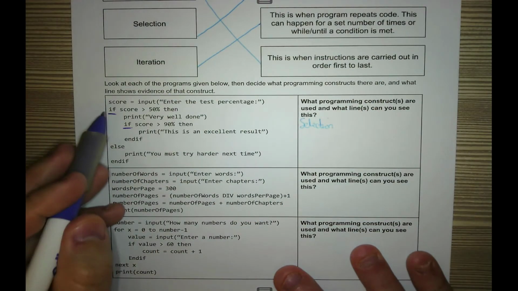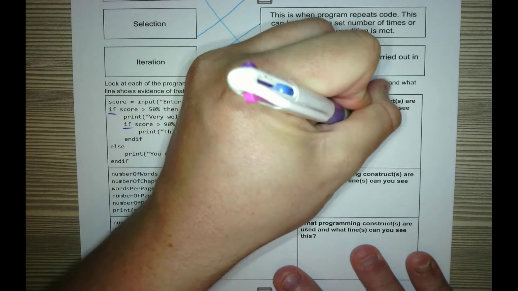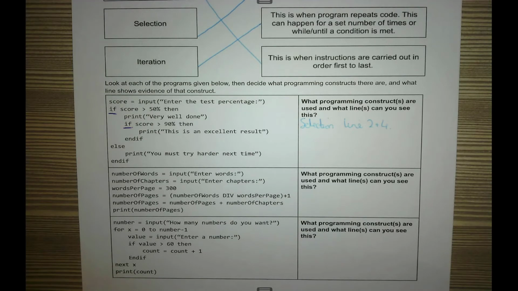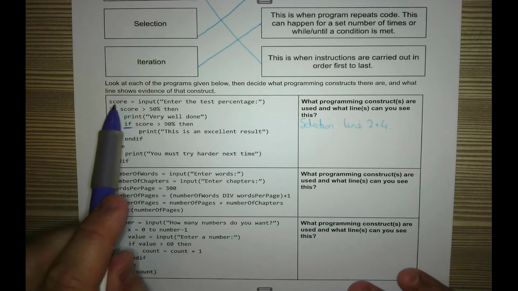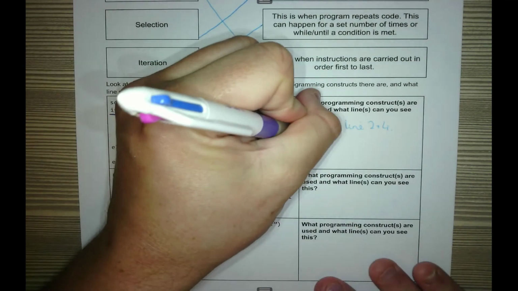And what lines have we got that on? Well, we've got it on lines 2 and 4. Now, the other thing to be wary of is almost every program will have sequencing, because sequencing is just doing something in order. So you could say here that going from line 1 to line 2 is sequencing. So I'm also going to write sequencing.